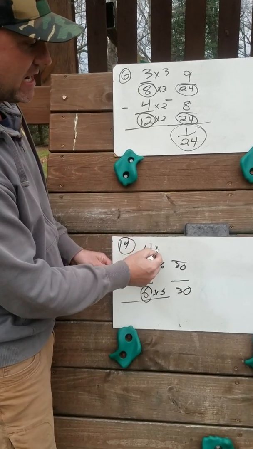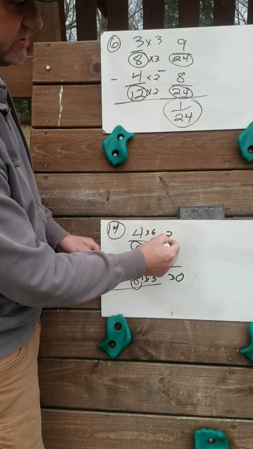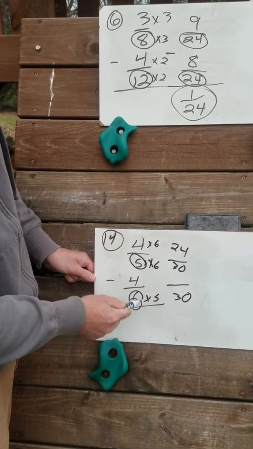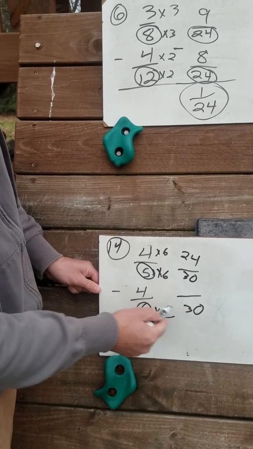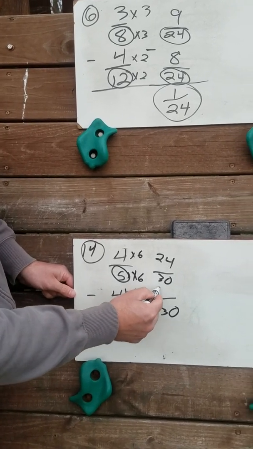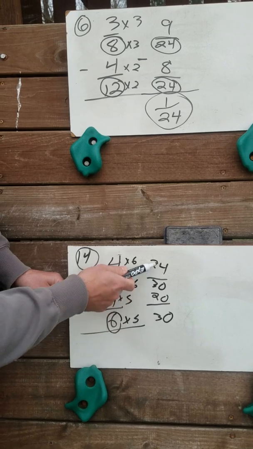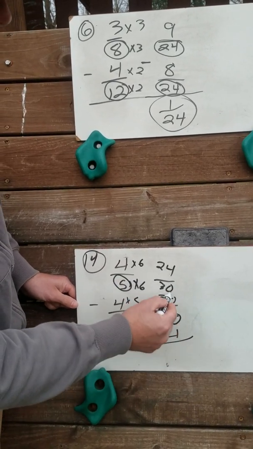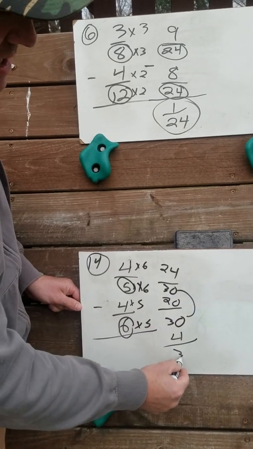Now I've got to multiply the top number up here by 6, which would be 24. Knowing those multiplication facts is huge. And then now, since I multiplied 6 times 5 to get 30, I'm going to multiply 4 times 5 to get 20. Now I can subtract. What is 24 minus 20? I have 4. Bottom number stays the same. New bottom number is 30. So now I have 4 over 30.